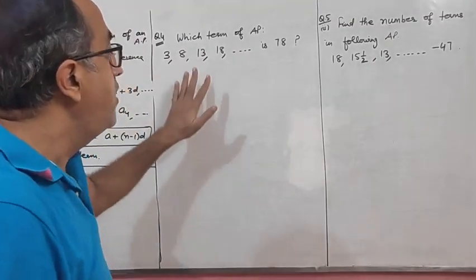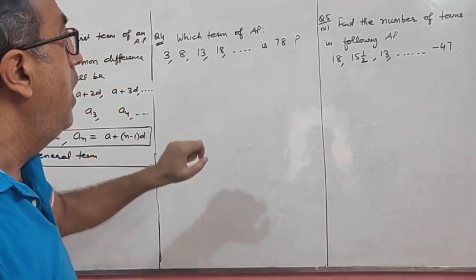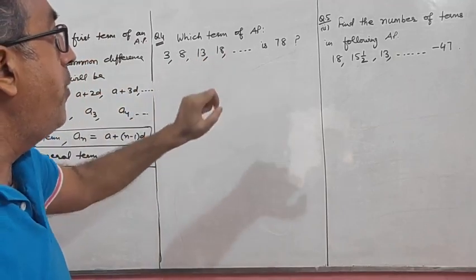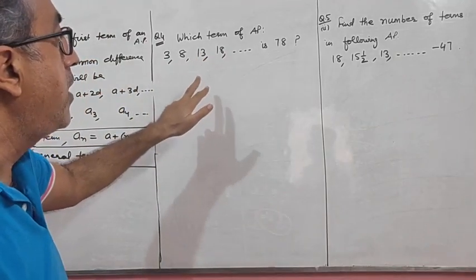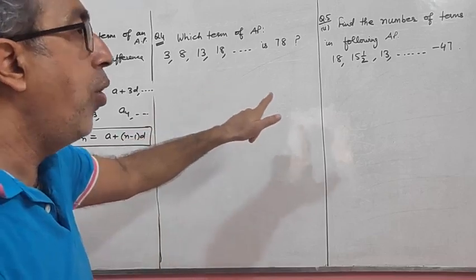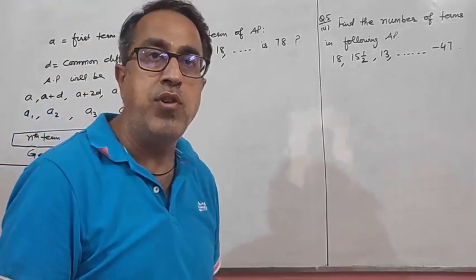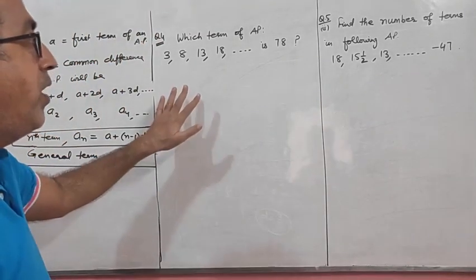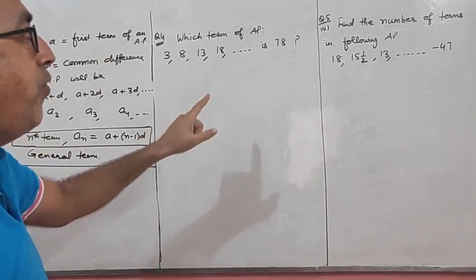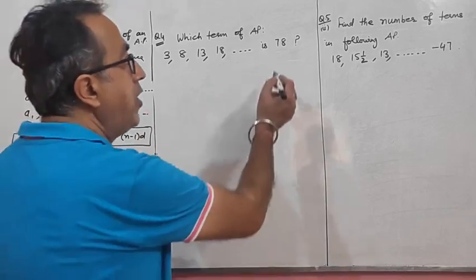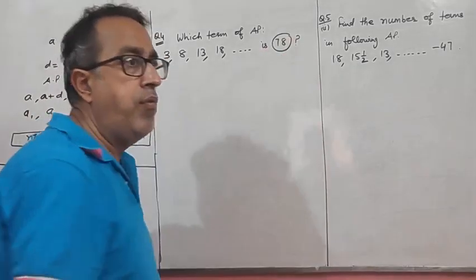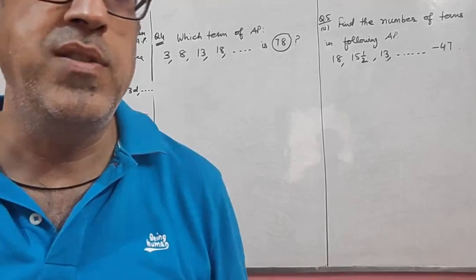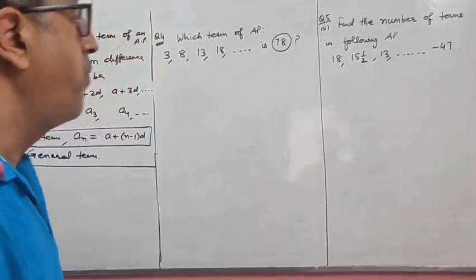Now, next is question number 4. Which term of the AP 3, 8, 13, 18 and so on is 78? In this question, the AP is given and we have to find one more term, 78 is given, and we have to find out which term of this AP it is.